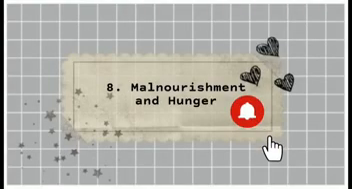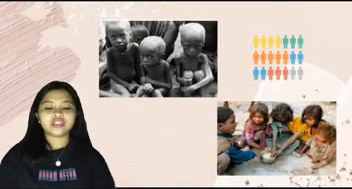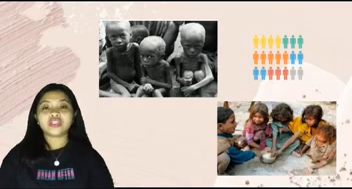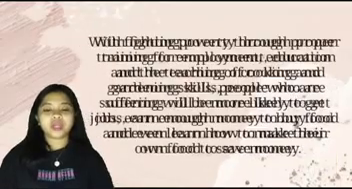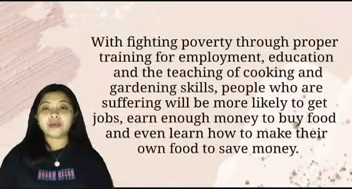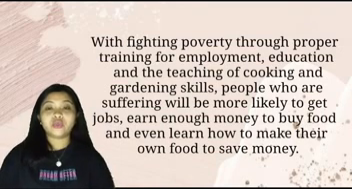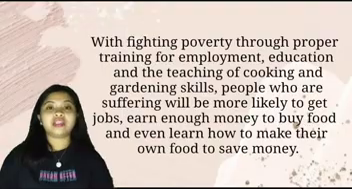Next is malnourishment and hunger. Currently, there are 795 million people who do not have enough to eat. Long-term success to ending the world hunger starts with ending poverty. With fighting poverty through proper training for employment, education, and the teaching of cooking and gardening skills, people who are suffering will be more likely to get jobs, earn enough money to buy food, and even learn how to make their own food to save money.